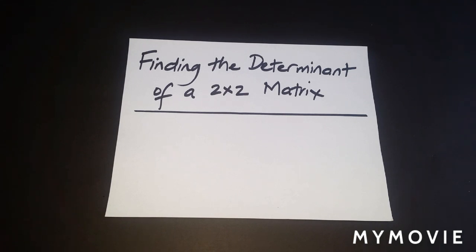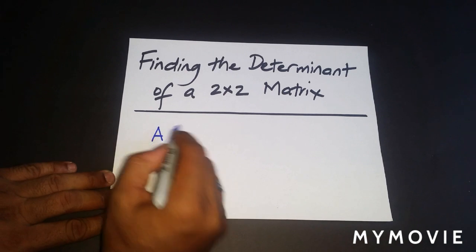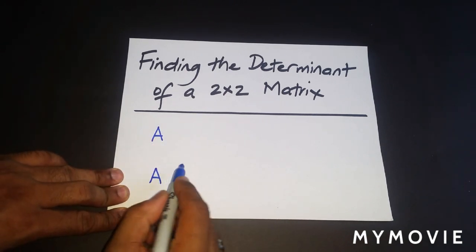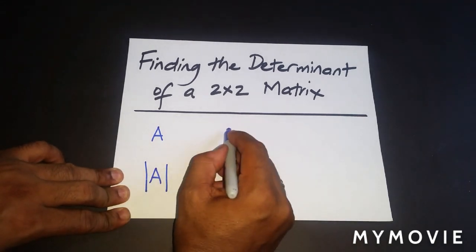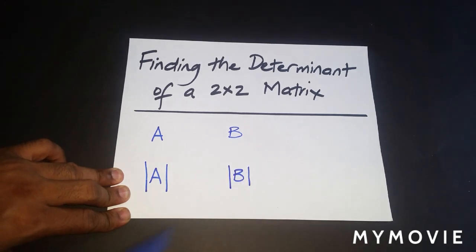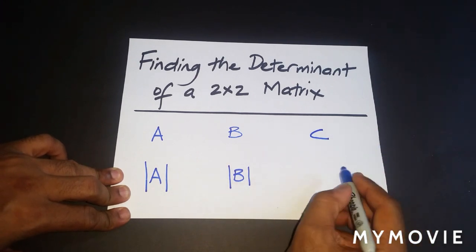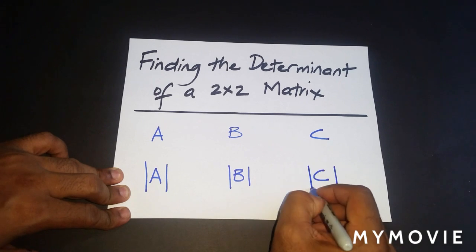Now, before we look at an example, the first thing I want to point out: if you have a matrix called A, then its determinant is denoted like this. You have a letter A with 2 strokes there. Similarly, if a matrix is called B, then its determinant is denoted like that. And if a matrix is called C, then its determinant is denoted with the letter C and 2 strokes.